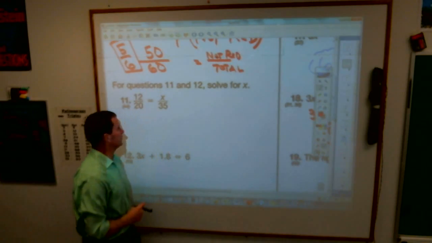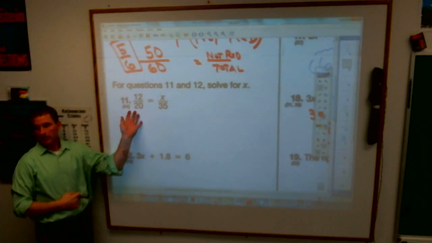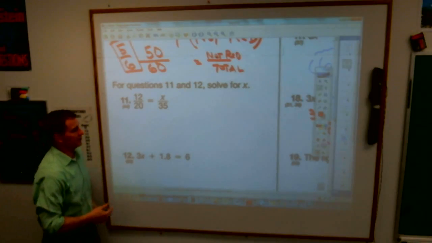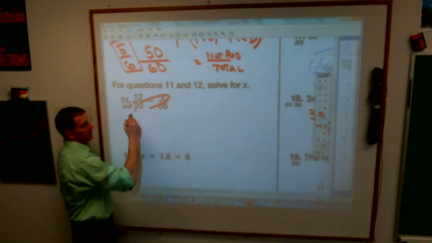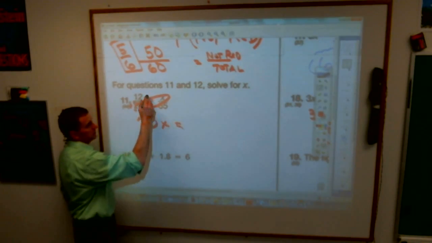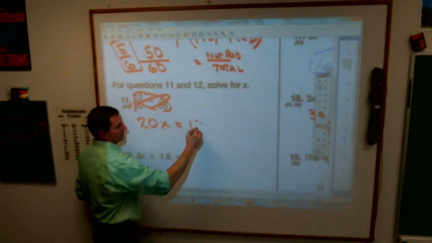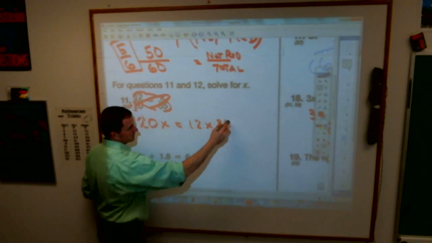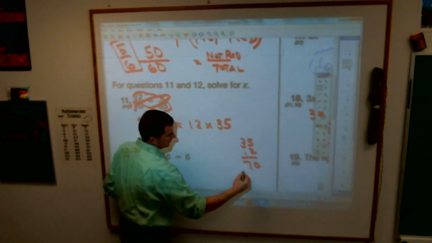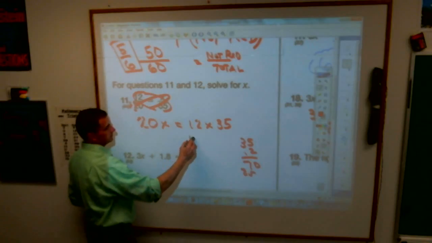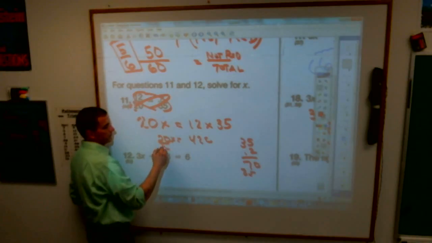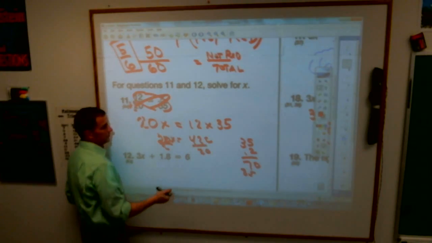Same thing we did when we did that percent problem. Cameron, there's 2 different ways to do this. Your call. Easiest way, if you don't know what you're doing, it's always cross products. This times this, 20 times x has to equal what you get when you multiply 12 times 35. Well, 12 times 35, if you do the math there, looks like it's what? 70 and 350, 420. And what do I do to solve this? Divide by 20. Oh, what is that? 21.